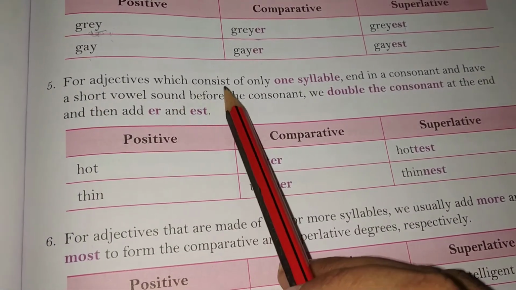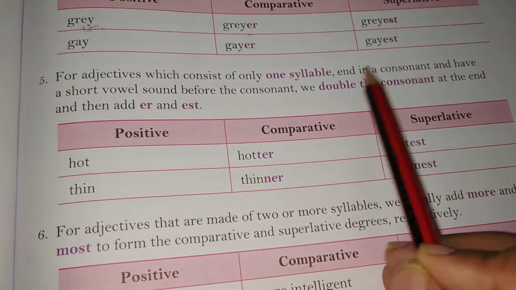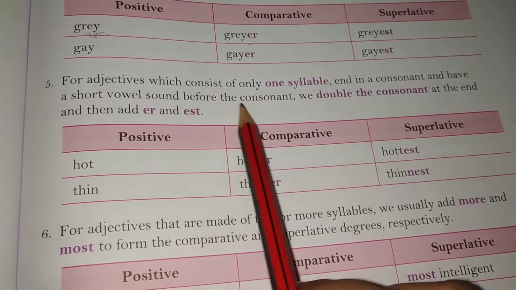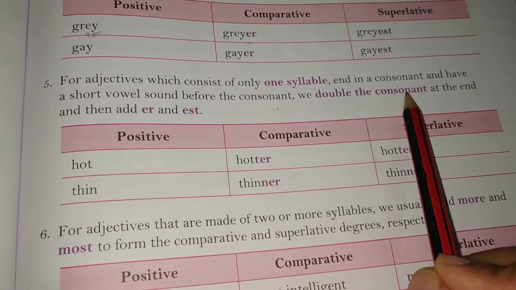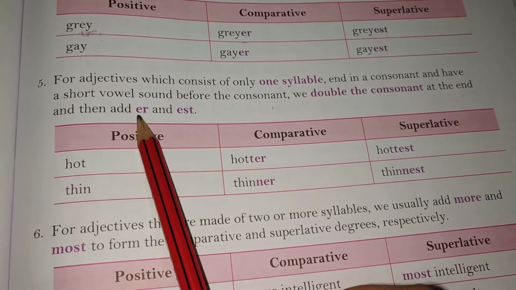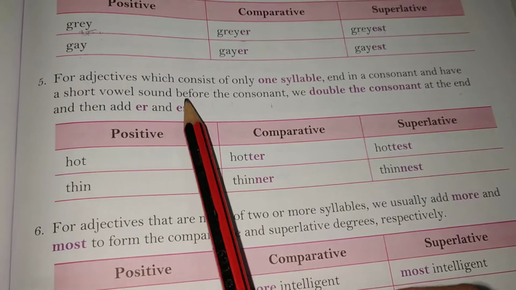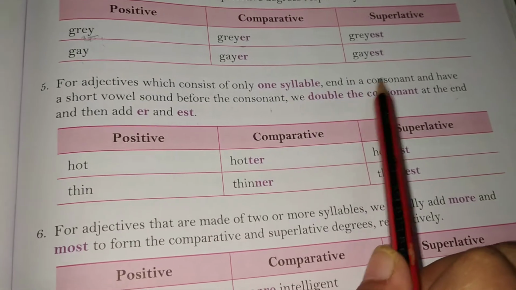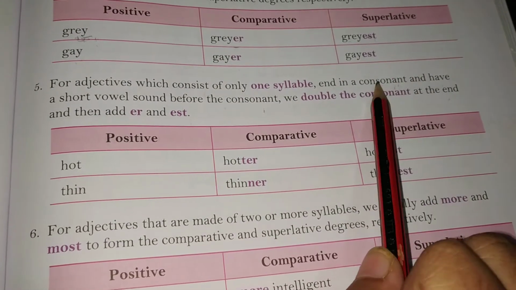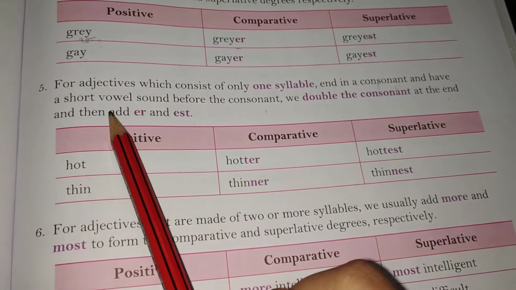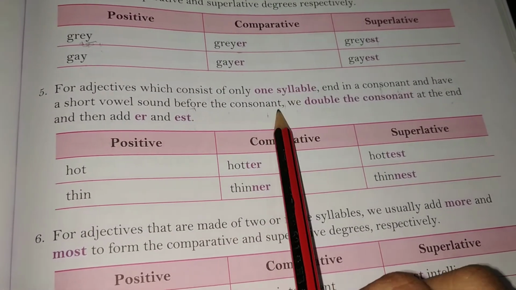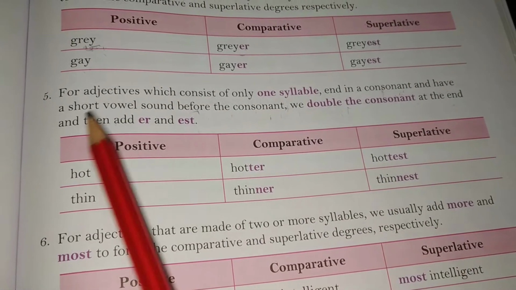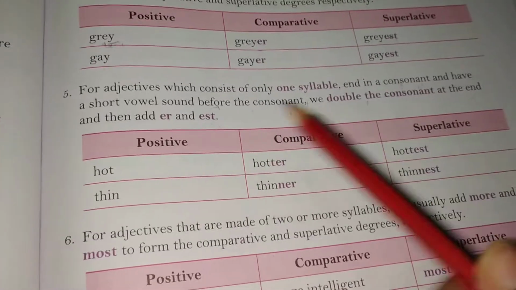For adjectives which consist of only one syllable and end in a consonant and have a short vowel sound before the consonant, we double the consonant at the end and then add er and est. Students, if any word consists of only one syllable and ends in a consonant with a short vowel sound before the consonant, then we double the last letter at the end and then add er and est.